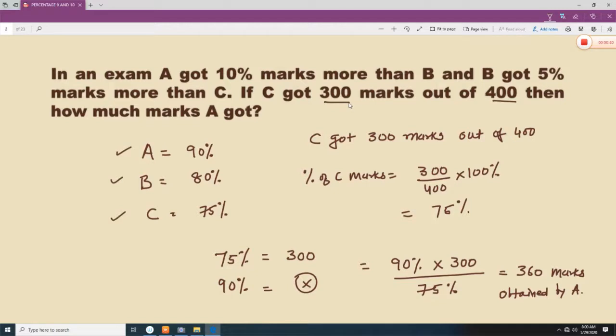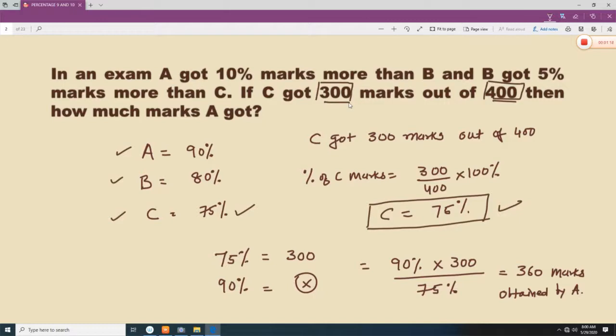So let's say A is getting 10% marks more than B and B got 5% marks more than C. If C got 300 marks out of 400, this is the marks that he obtained out of 400. So how much? 75%. C is getting 75%. This is the first calculation we have to make. So here you write 75%.